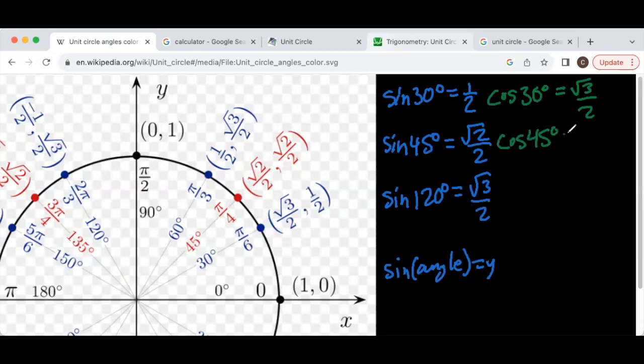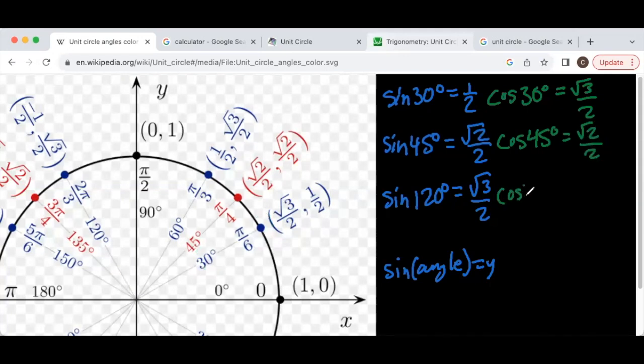Cosine of 45 degrees. So first, let's find 45 degrees on the unit circle. Now let's find the point that's next to it. And here are the coordinates. Cosine is always the x coordinate. So the answer is square root of 2 over 2.